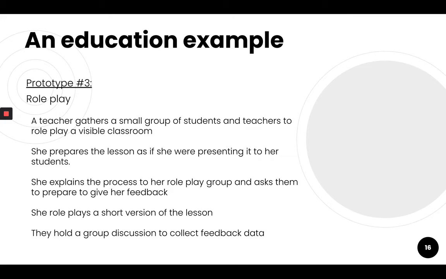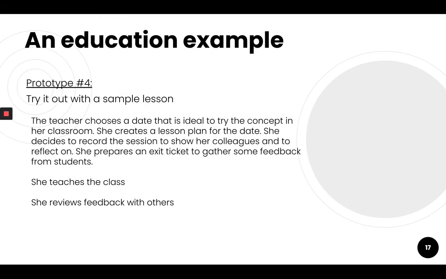In the third prototype, the teacher gathers a small group of students and teachers to role play what this visible thinking classroom looks like. She prepares the lesson as if she were presenting it to her students. She explains the process to her role play group and asks them to prepare to give her feedback. And then she role plays a short version of the lesson, and then they hold a group discussion to collect feedback data.